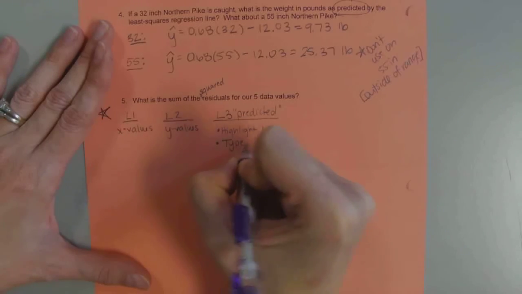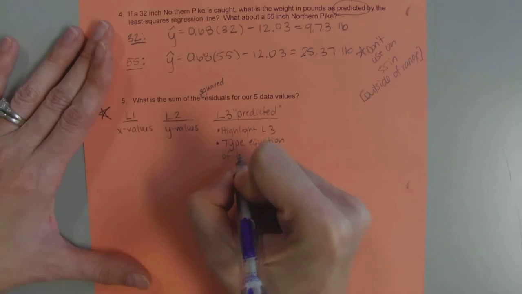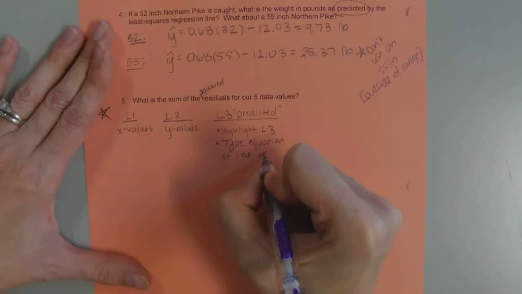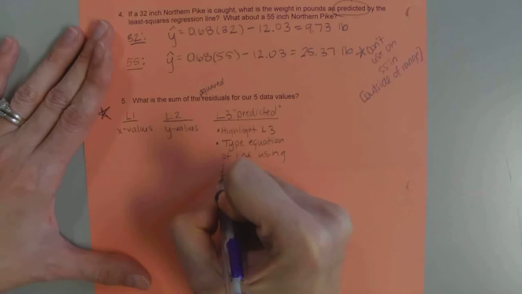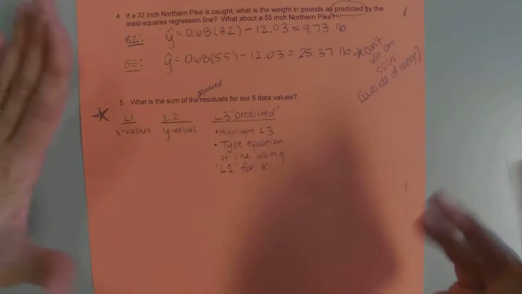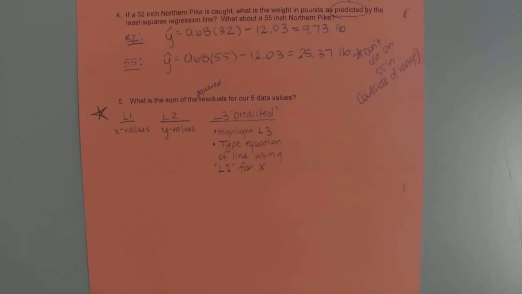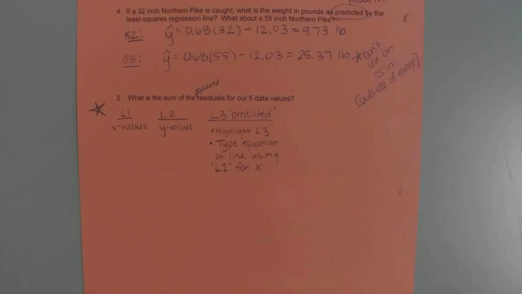Type equation of line using L1 for x. And I'll make all that make sense in a second, okay? So what we're going to do is, instead of doing this point by point, each of the 5 little fishies, and finding their predicted ones one at a time like we did in number 4, our list can actually do all 5 at once, okay?